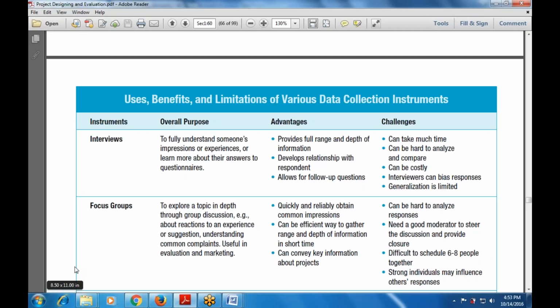The second one is the focus group. What is the focus group? How is it used? What is the main purpose? What are the advantages? What are the various challenges of the focus group? The main purpose is to explore a topic in depth through group discussions.